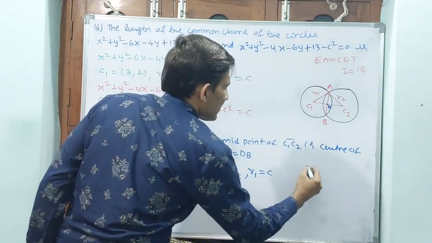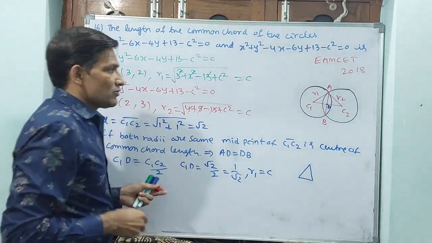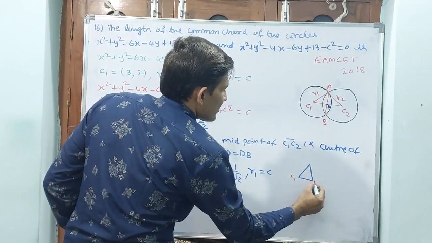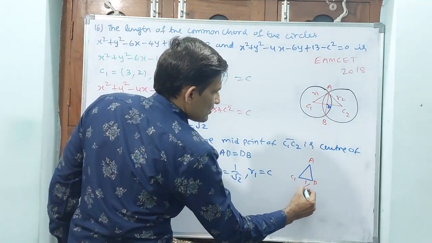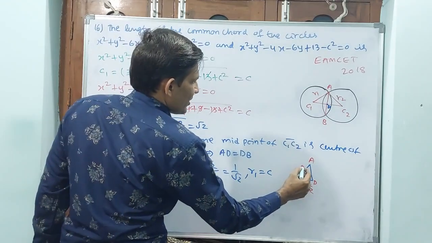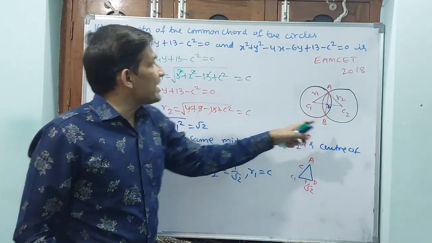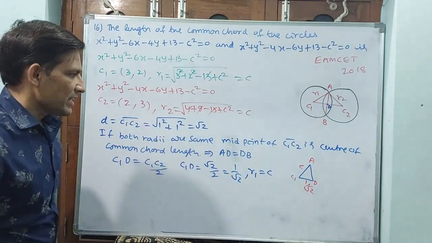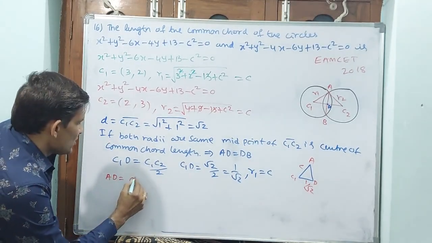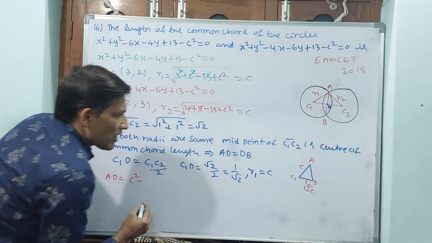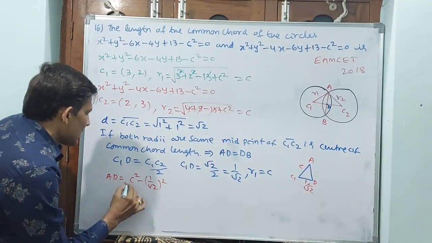Now I am drawing one triangle. This is a right angle triangle, with C1D and A. C1D will be 1 by root 2, and R1 is C. AD you can find. 2 times AD is the length of the common chord, that's all. Write down: AD is equal to the square root of C square minus 1 by root 2 whole square, because this is the hypotenuse.